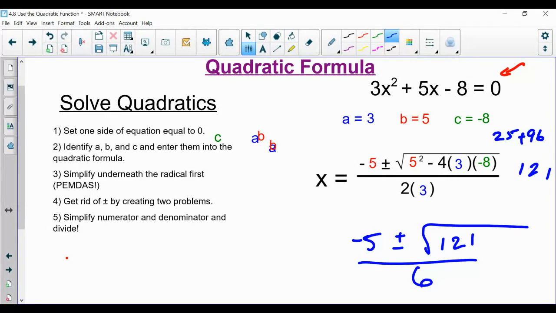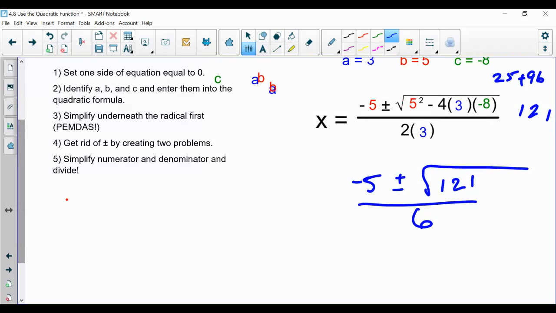Now, remember, what you should have been able to do, and I would hope that you tested this, is don't type in the root, but just type everything underneath the root into your calculator, and then write that number underneath the root. So from here, you would try to simplify the actual radical if you could, and actually 121 is a perfect square. So we would have negative 5 plus or minus the square root of 121, which actually is a number. If you type that in your calculator, you'll just get 11 over 6.